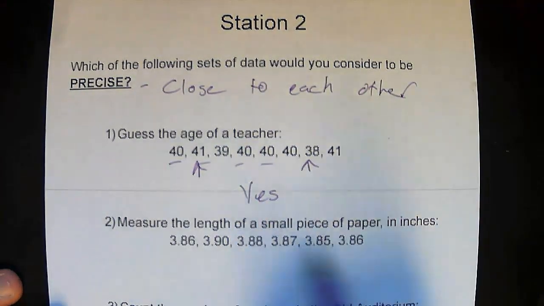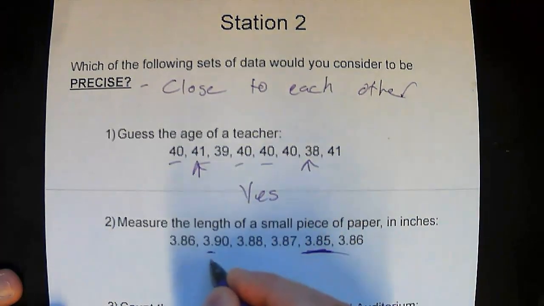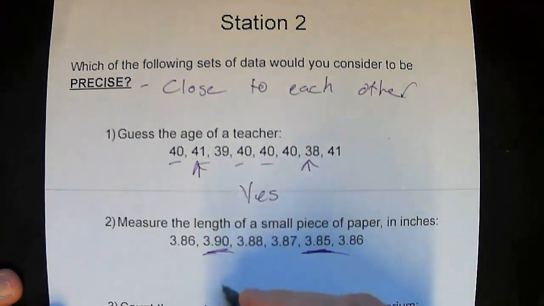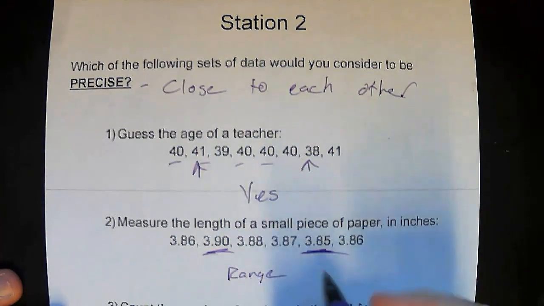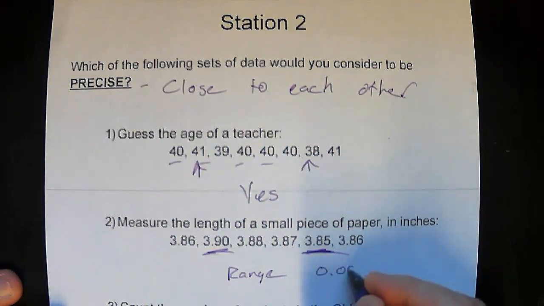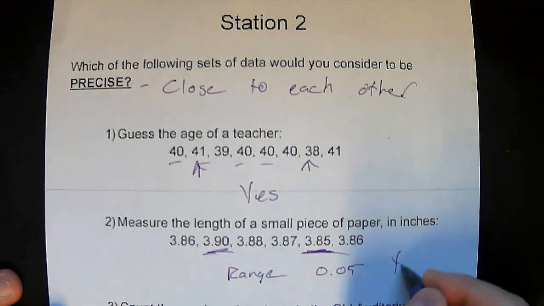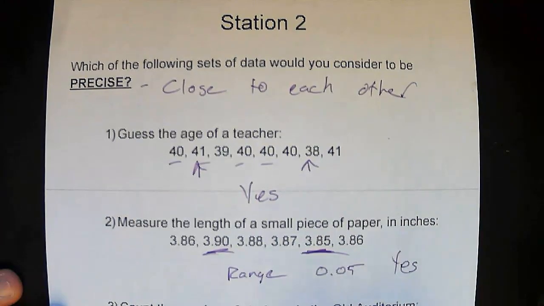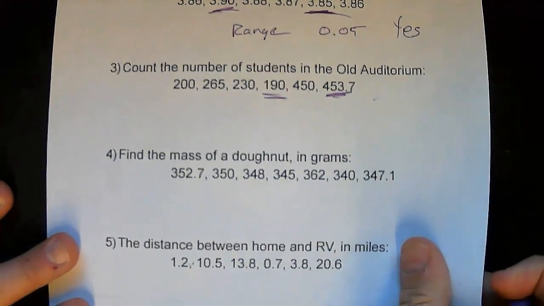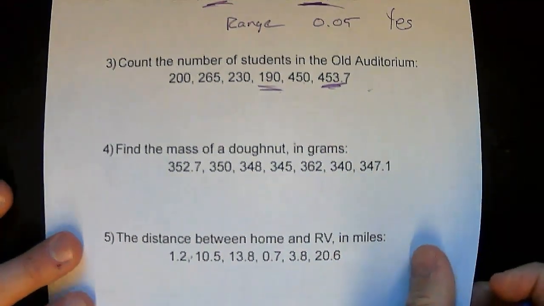So again, the length of a small piece of paper, we're looking for the highest number and the lowest number. So the highest number is here. The lowest number is here, the highest number here. We call that a range, just so you know. So the range is very close. The range is only 0.05 difference between the highest and the lowest. So this is precise. Okay, helps if I put it in the picture frame here.